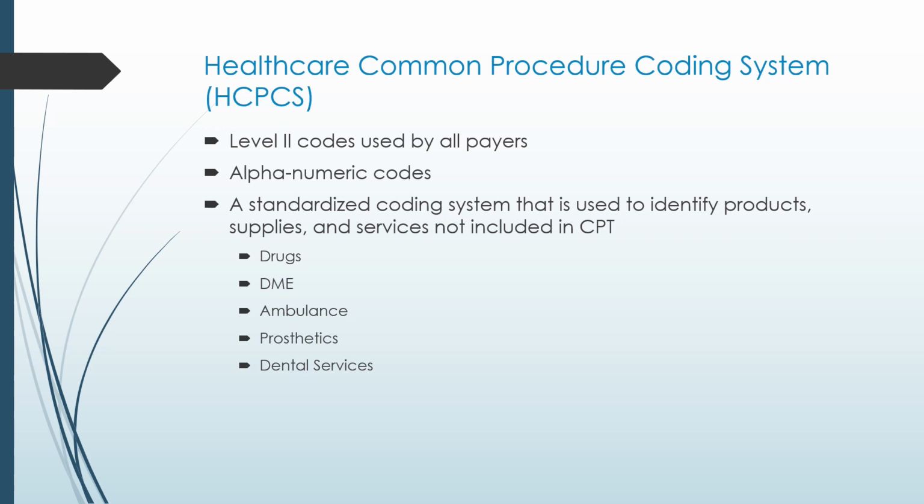The HCPCS coding system is the coding system that we use to report things such as drugs, durable medical equipment, ambulance services, prosthetics, dental services. In your practice settings, you're going to see HCPCS codes reported for drugs and DME. So those are going to be the two common HCPCS code categories that you'll see.